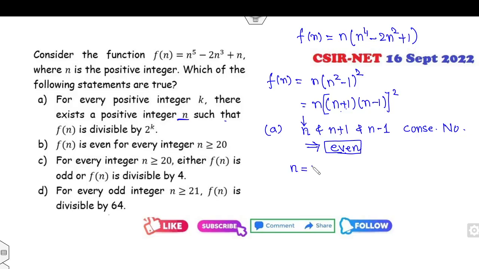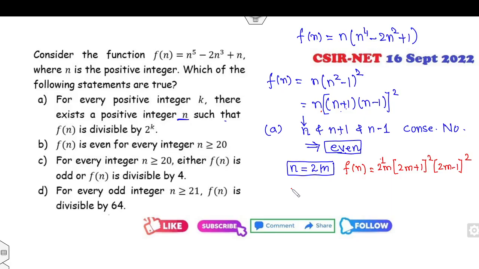If I choose n even, instead of k I can choose 2m. What will happen? It will be 2m into (2m plus 1), which is an odd number, and (2m minus 1) whole squared. Clear? So clearly it is divisible by 2 for every integer k. So it is divisible by 2 raised to power k.